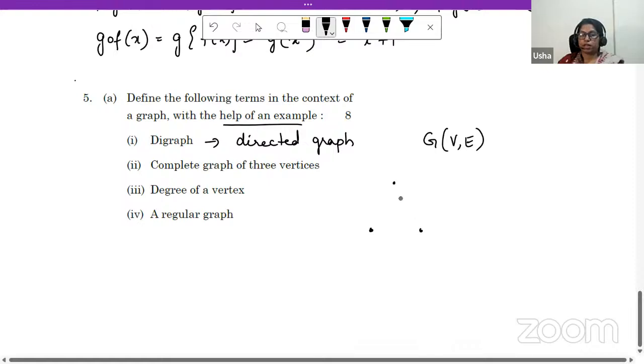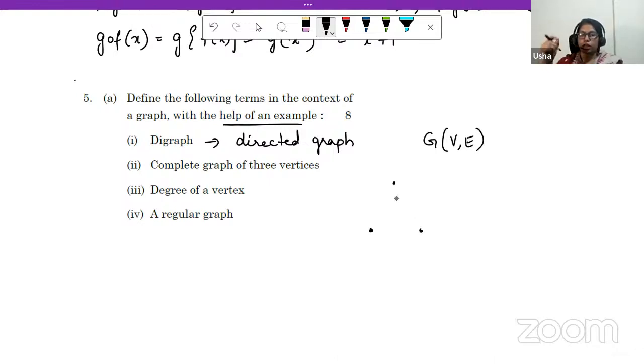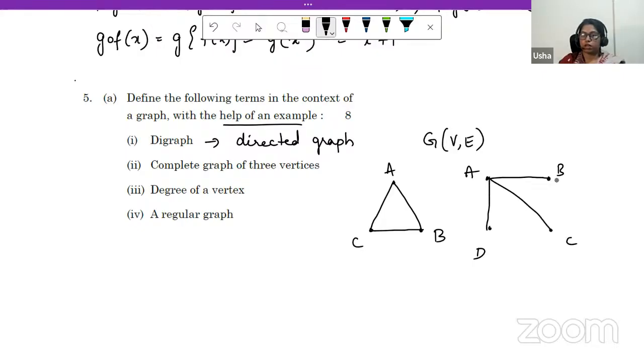Next, complete graph of 3 vertices. A complete graph is one in which every vertex is connected with every other vertex. So A, B, C. A is connected with B and C, B is connected with C and A, C is connected with A and B. This is a complete graph with 3 vertices. Suppose it is 4 vertices: A, B, C, D. A should be connected with all the other vertices, B is connected with all the vertices, and C, D, everything is connected with all other vertices. This is a complete graph. They have given complete graph of three vertices, so this is what you need to write.